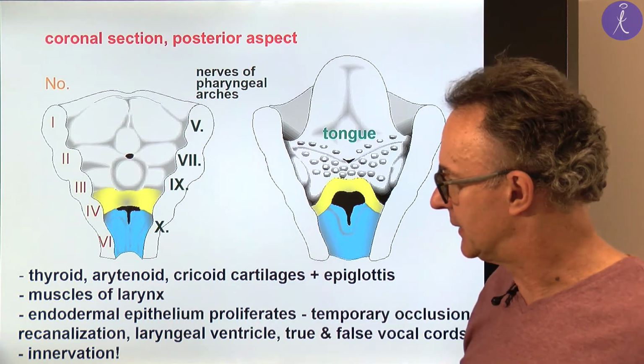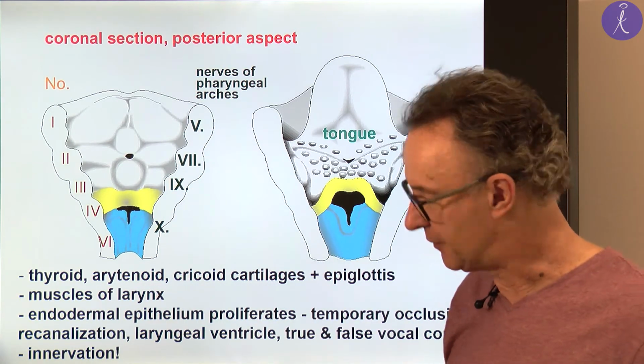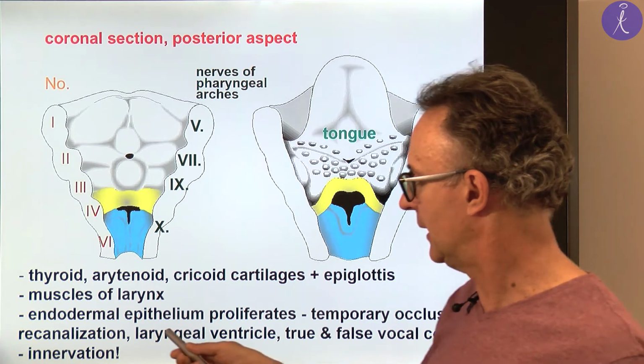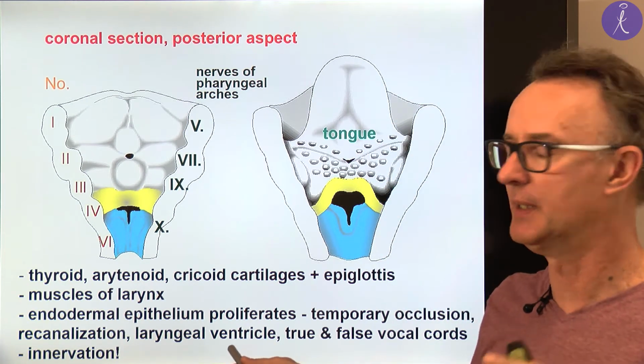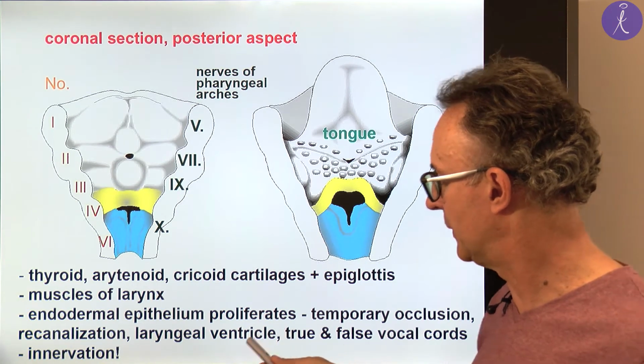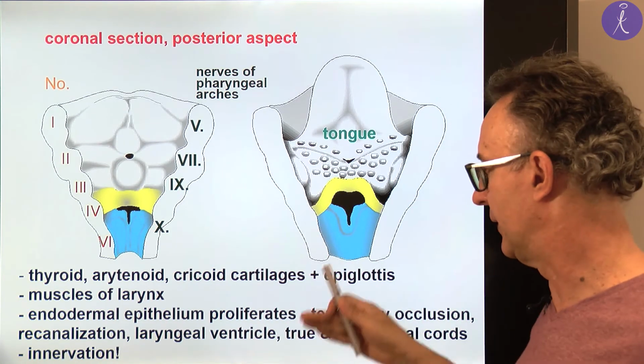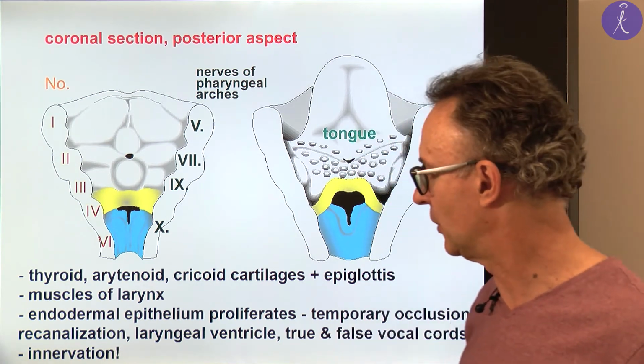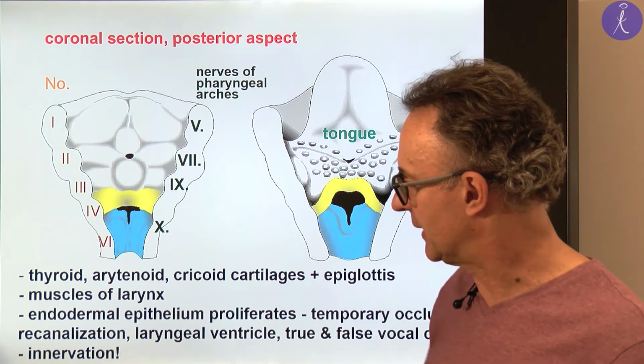Otherwise, the lumen is first filled with endoderm completely, and then we have a recanalization, and the different parts of the laryngeal cavity will develop later. So that's why we have vestibule, ventricle, and subglottic cavity, and we have the true and false vocal folds. The innervation explains lots of things.